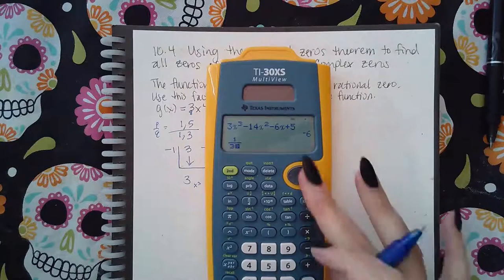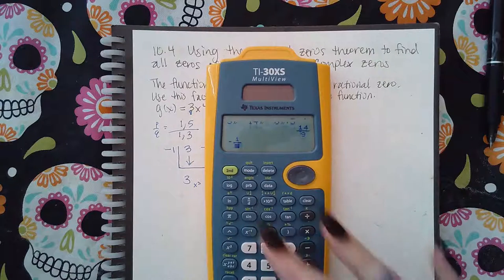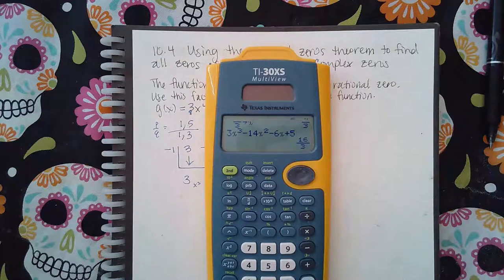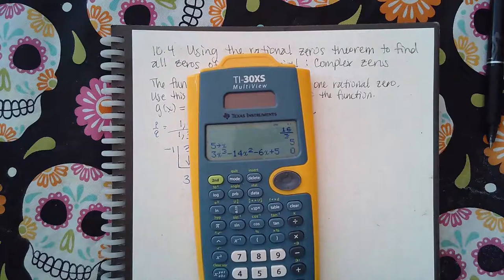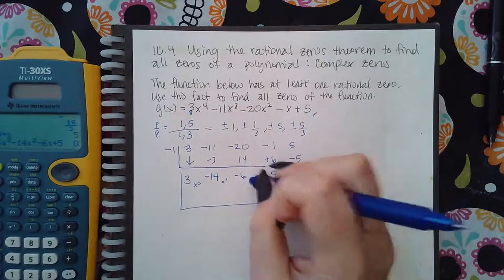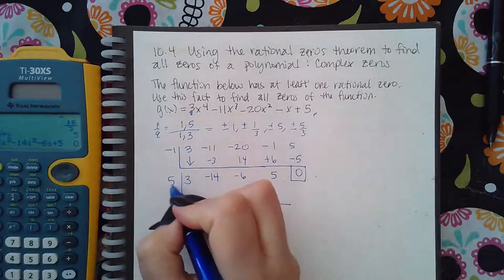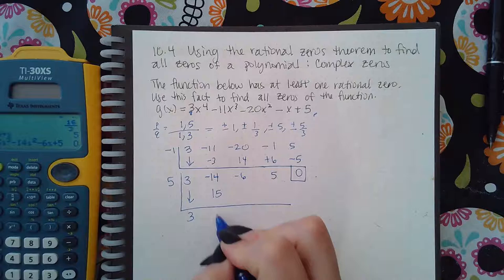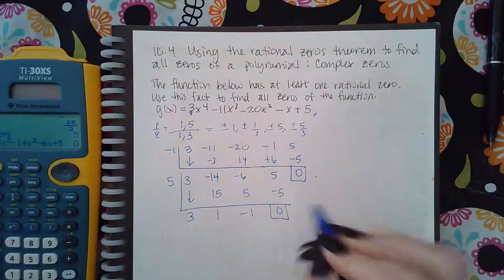I'm going to plug in 1 third. Nope. Negative 1 third. Nope, not 0 still. Now 5. Plugging in 5, yes, I get a 0 when I plug in 5. So then I'm going to continue from here, and I'm going to use the number 5, because supposedly I'm going to get 0. So bring this down. That becomes 15, which becomes 1, 5, negative 1, negative 5. And then sure enough, I get that 0.